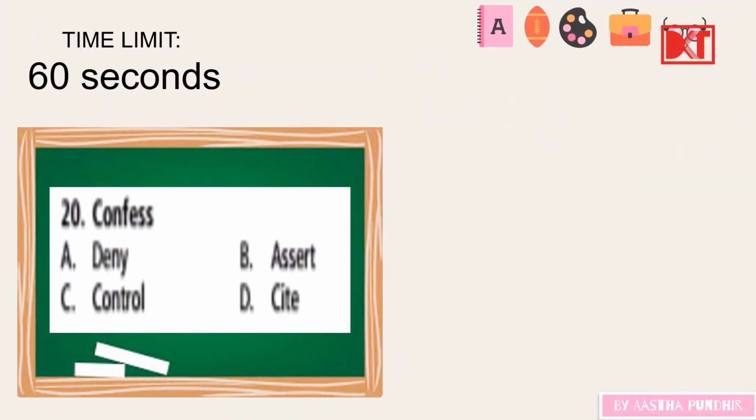Here we have confess. Confess is agreeing to something. The other options are deny, assert, control and cite. Agreeing to something, that's confess. Denying is the opposite, antonym A, which means saying no to something. Saying no, I haven't done this, or just not agreeing with it.